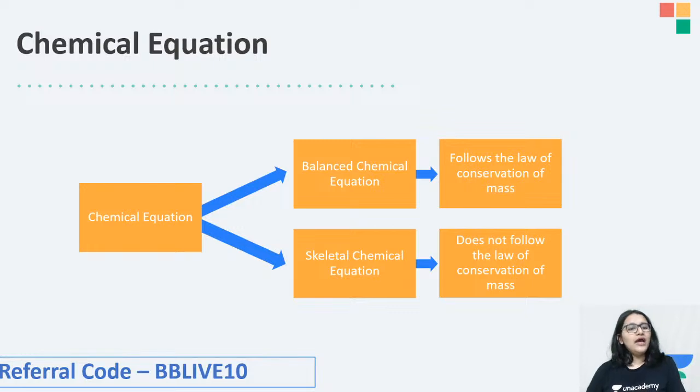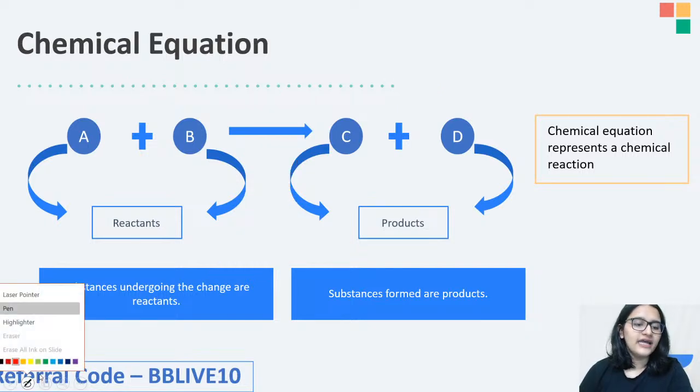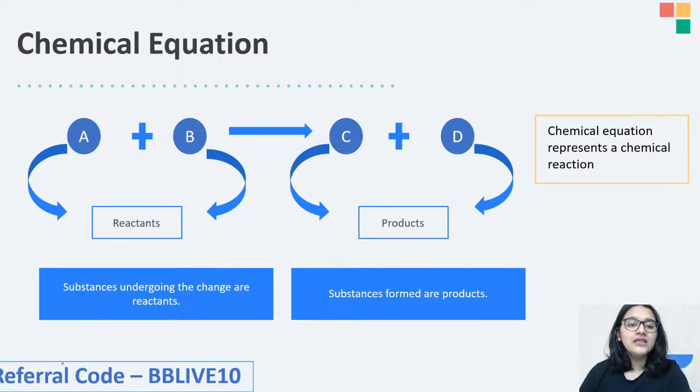Nice. So now chemical equations are of two types. One is a balanced chemical equation. In 9th standard, we studied the law of conservation of mass. Do we remember the law of conservation of mass, everybody? When I talk about the law of conservation of mass, it means that the amount of reactant that I used is still giving me the same amount of product.